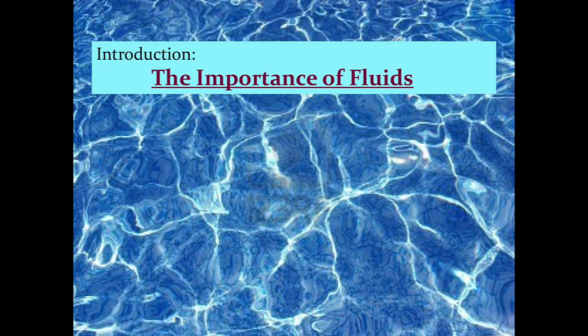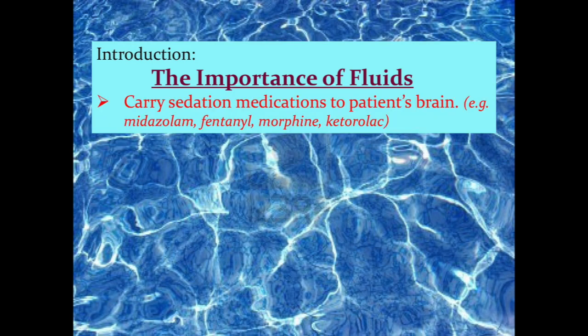Let's talk about the importance of fluids. Why do we use fluids in anesthesia? Fluids carry sedation medications to the patient's brain. That is where we are going to have the effects of our anesthetic medications. There are other receptors in the brain that produce sedation with midazolam, fentanyl, morphine, and ketorolac. Those are found otherwise throughout the system with narcotics receptors and affecting enzyme chemical reactions.